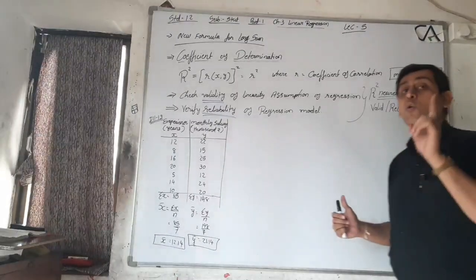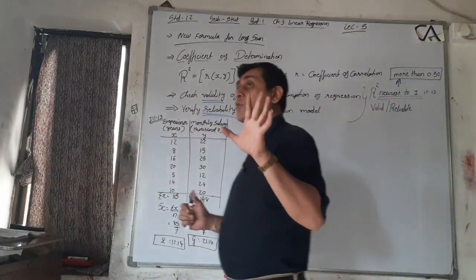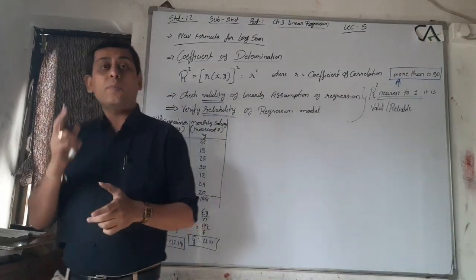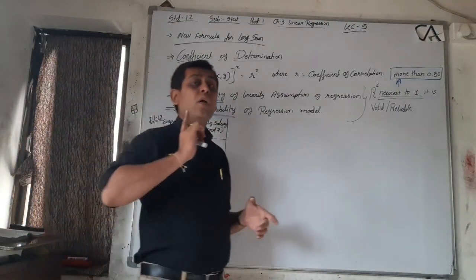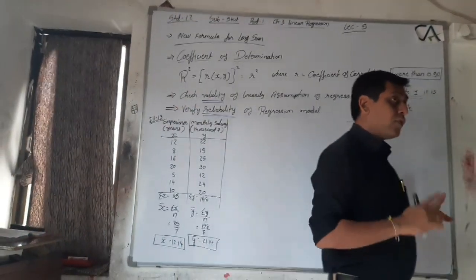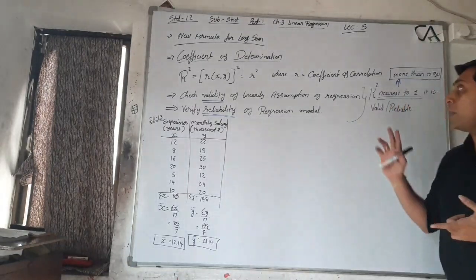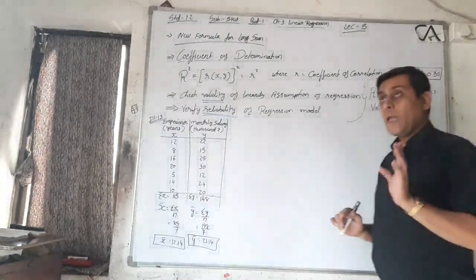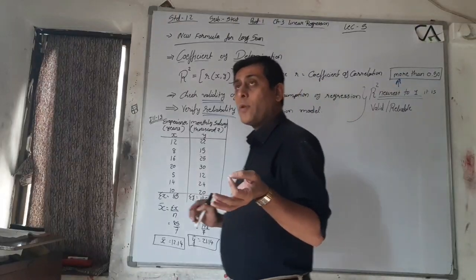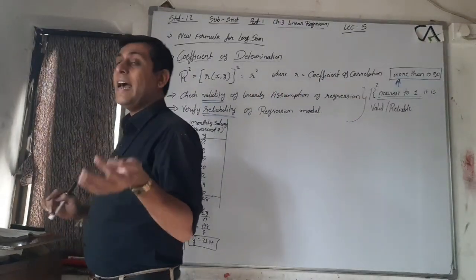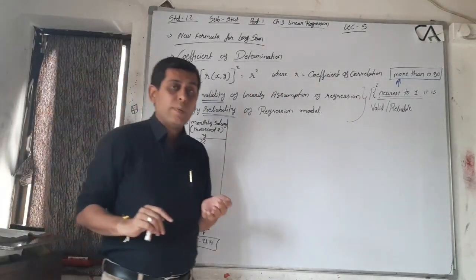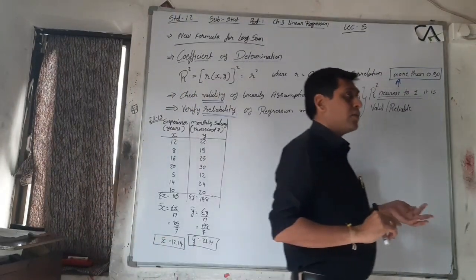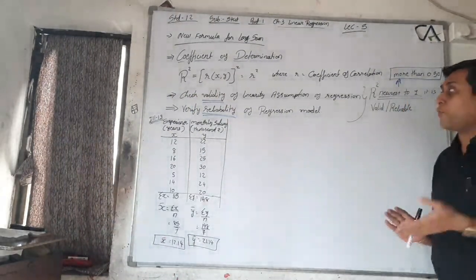So first of all, if you have not learned the chapter number 2 formulas, you have to learn them first: correlation coefficient r, the product moment method formula, then the direct method, then the shortcut method, that is the UV method. So you have to learn all these formulas.